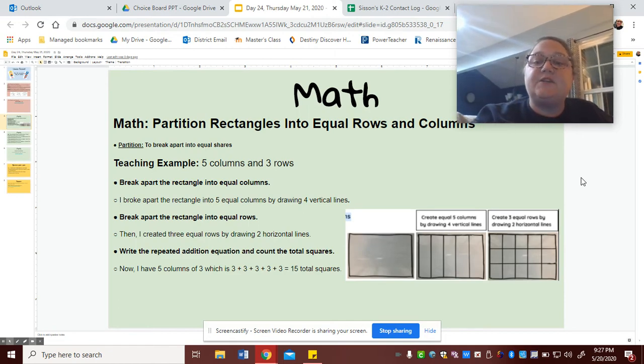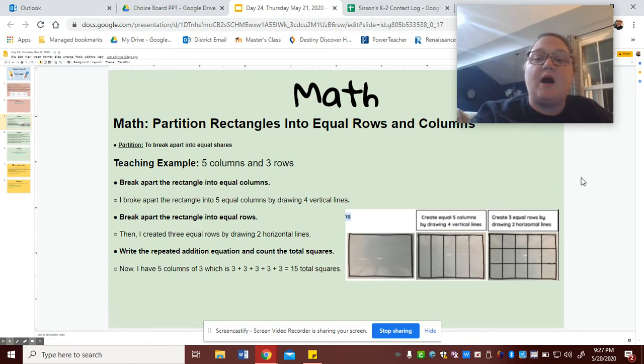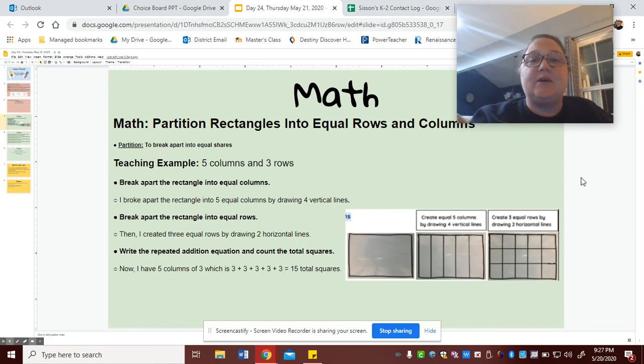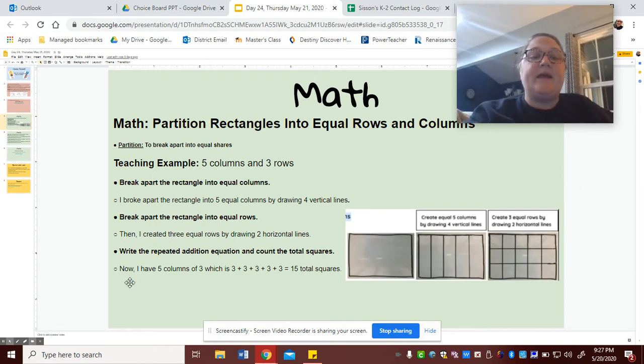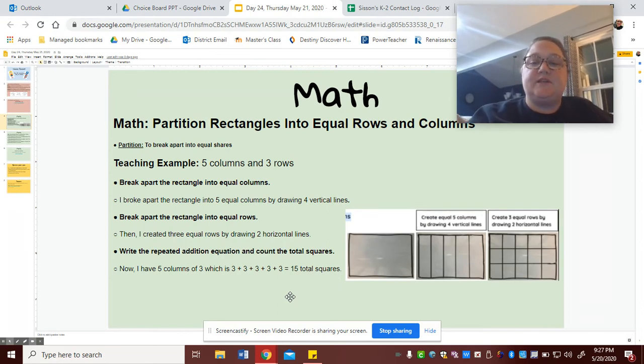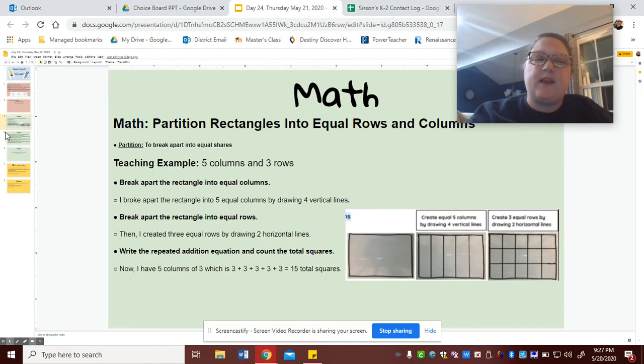So you can see in the first picture, I created the columns by drawing 4 lines down as equal as possible. So it's okay if they're a little off, but you want to try to make it as equal as possible. And then you can see in the last picture, I added the 2 lines to the side, creating 2 rows. And then if I were to write an addition sentence for this, for maybe the columns, it would be 3 plus 3 plus 3 plus 3 plus 3 equals 15 total squares now instead of dots.